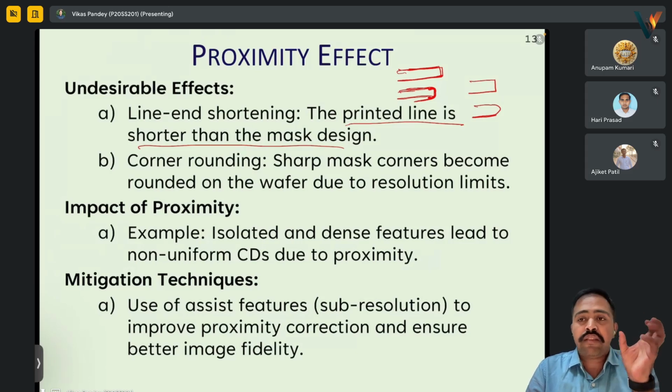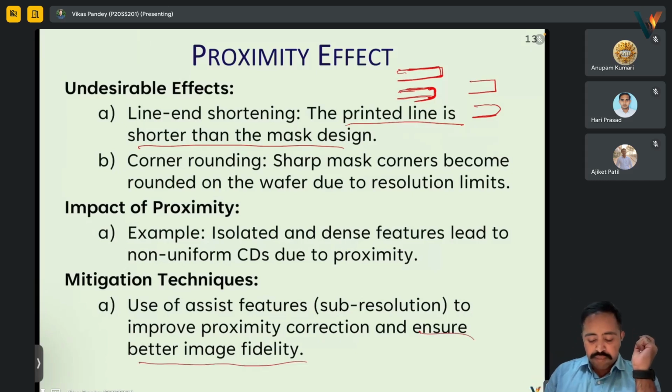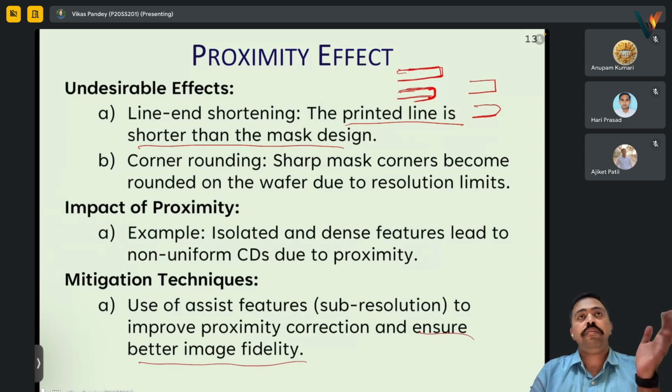This is mostly due to resolution. So if we have very dense features, that will lead to non-uniform critical dimensions due to proximity. How to compensate for this? Then we can go for assistive features, or some proximity correction, so that we can ensure better image fidelity or better image replication.